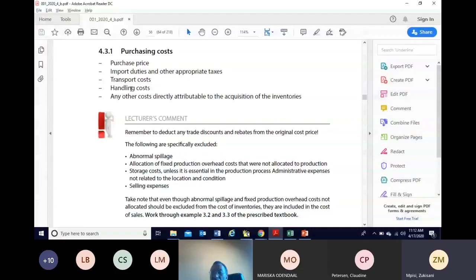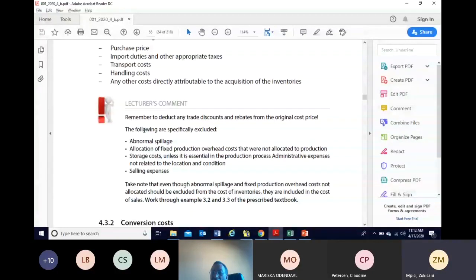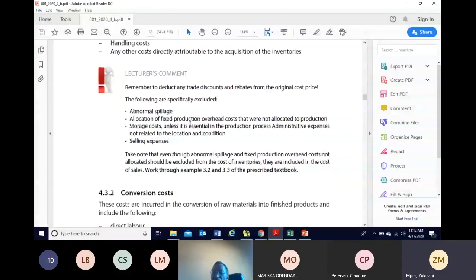So this is the cost that you incur in bringing the asset to its location and condition as needed. Now, these pictures are always very important. They indicate the lecturer's comments. They indicate that for every inventory that you purchase, on the purchase price, if there are any trade discounts or rebates that have been given, you must deduct those from the original cost. And then you are further given what is excluded as well. It is abnormal spoilage, allocation of fixed production overhead costs that were not allocated to production, storage costs unless essential in the production process, and administrative expenses not related to the location and condition.